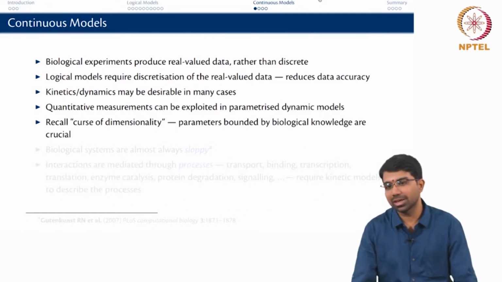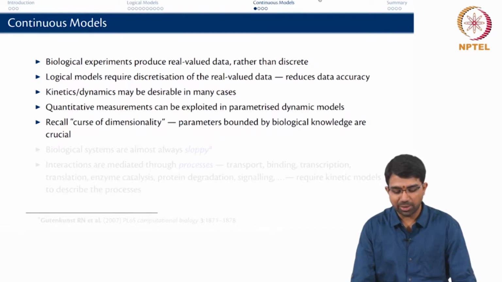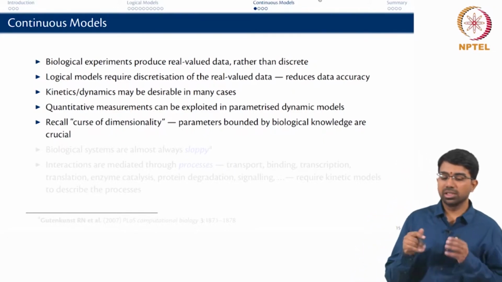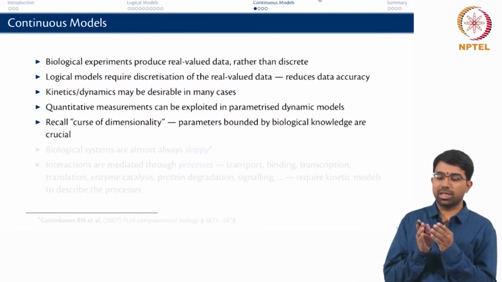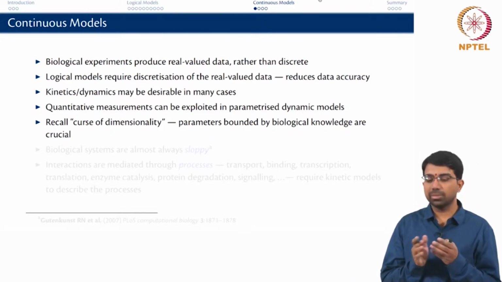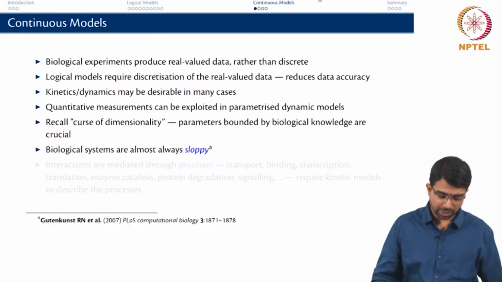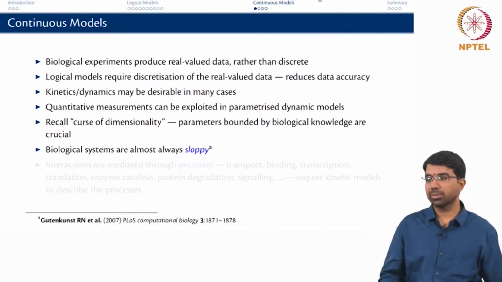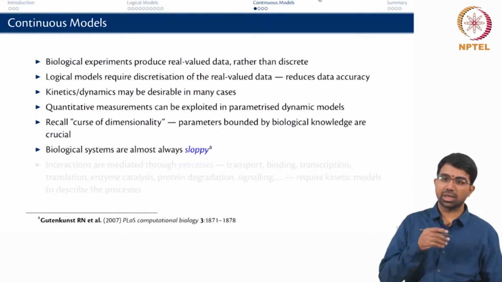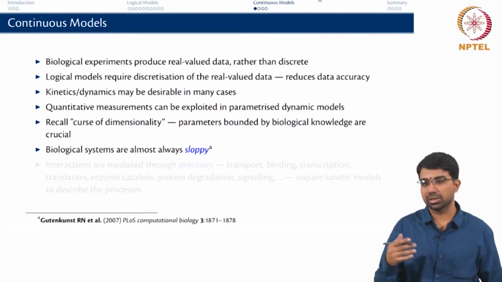And of course, you have the challenge of the curse of dimensionality. If you have a very large number of parameters, you can never fit them. So, unless you have some biological knowledge, I know that this parameter is in this range, I know that my Km lies between 0.01 and 0.08, unless I have that kind of information, it becomes very difficult to estimate the parameters, and the systems can also be very sloppy, in the sense that they can show the same behavior for very large variations in parameters and so on.